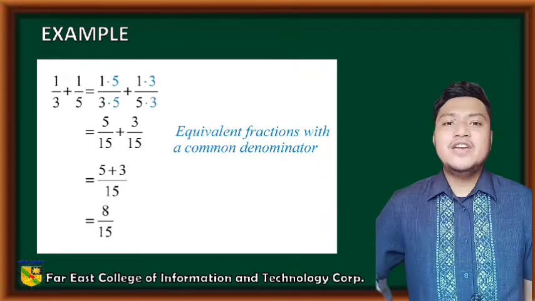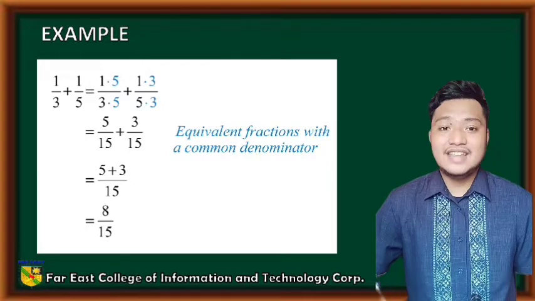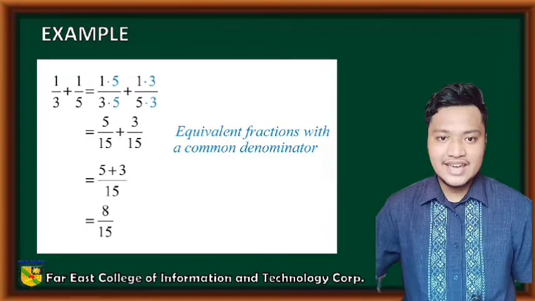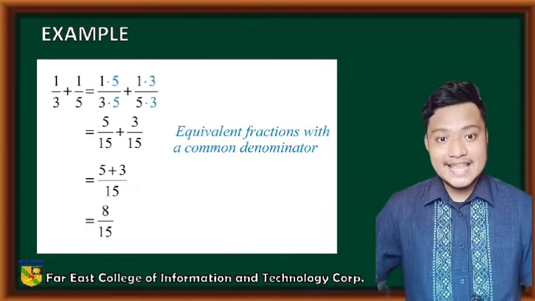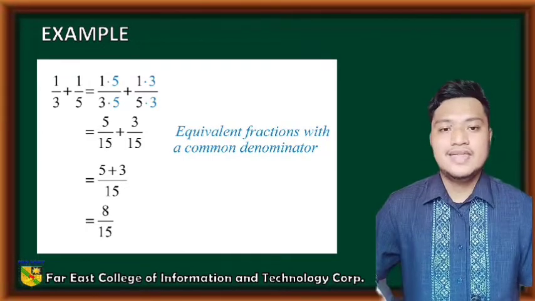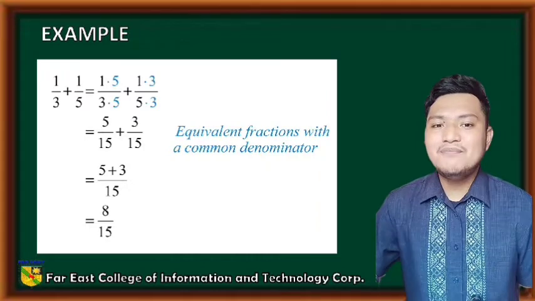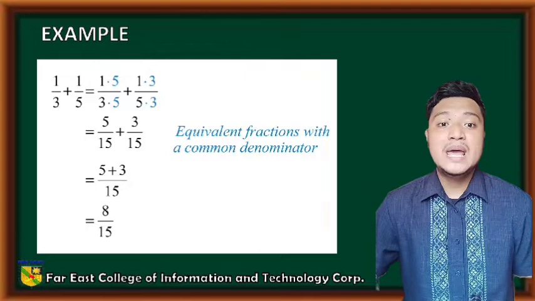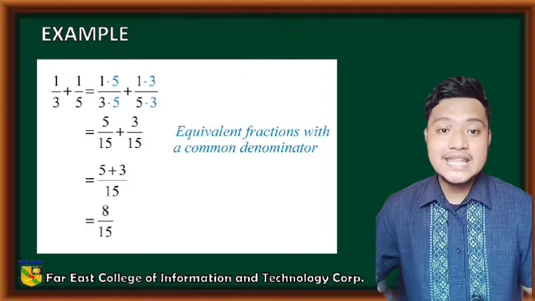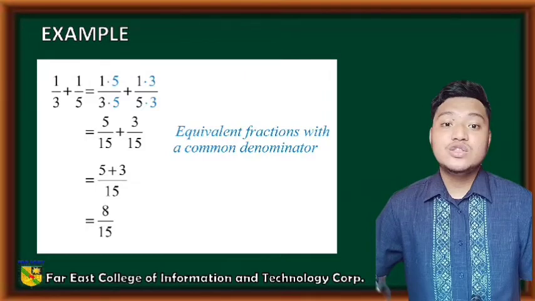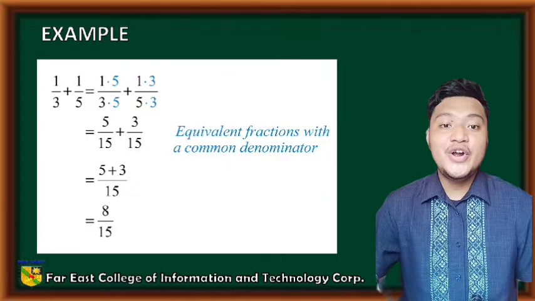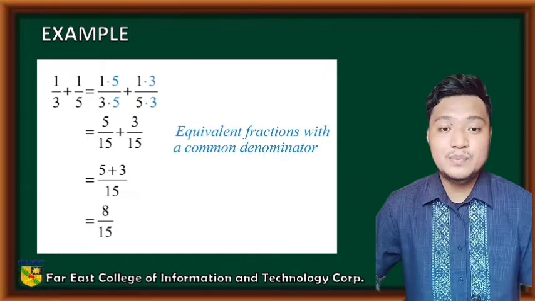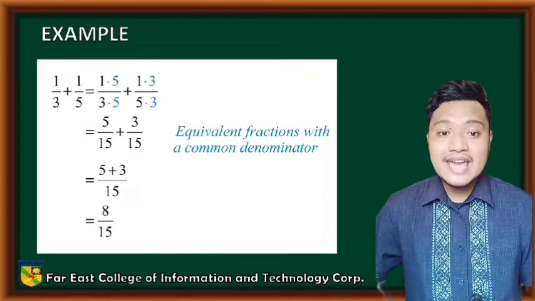So ano ba yung factor ni 3? 3, 6, 9, 12, 15, 18, 21. Ano po ang factor ni 5? 5, 10, 15, 20, 25, 30. So, meron na po tayong nakitang pagkapareho. Ano po yon? Ito ay 15.